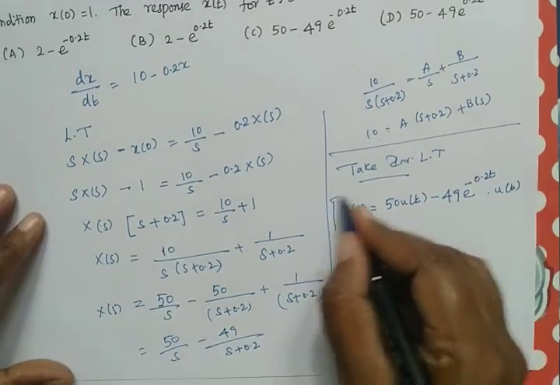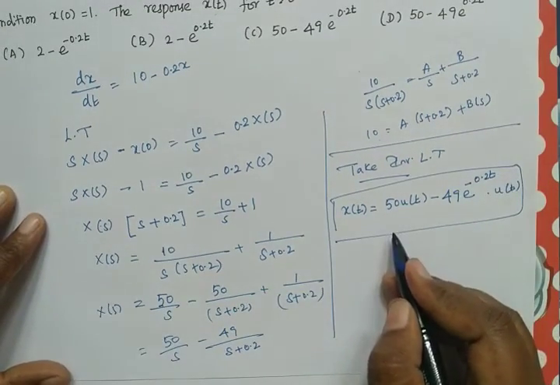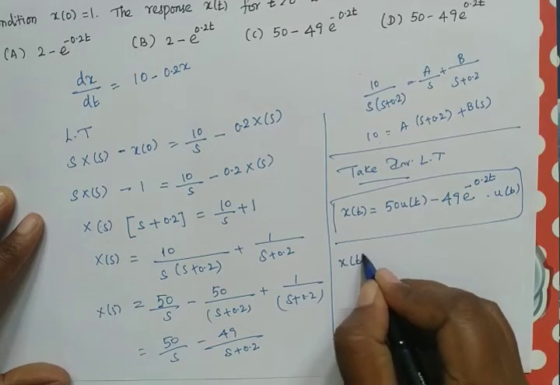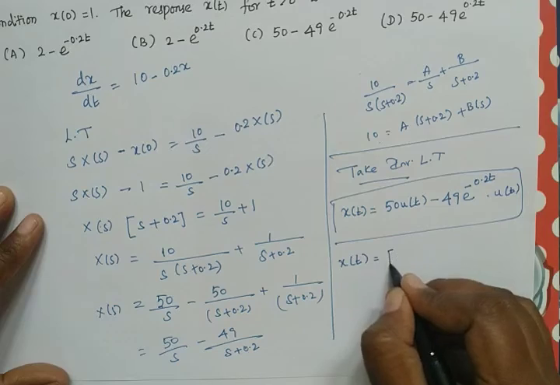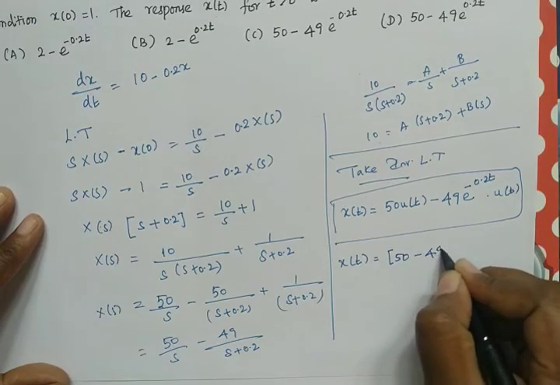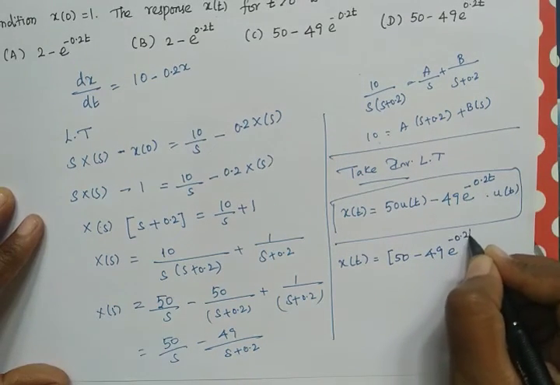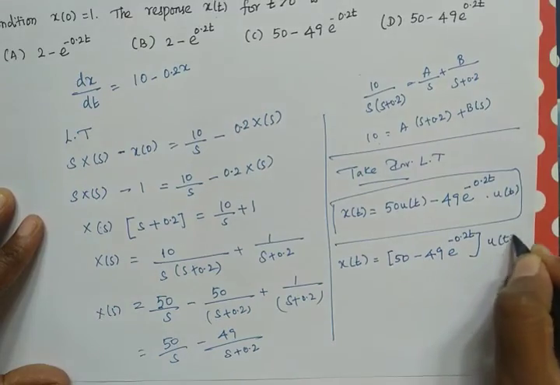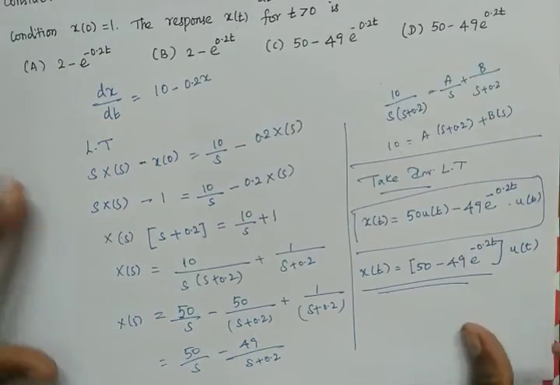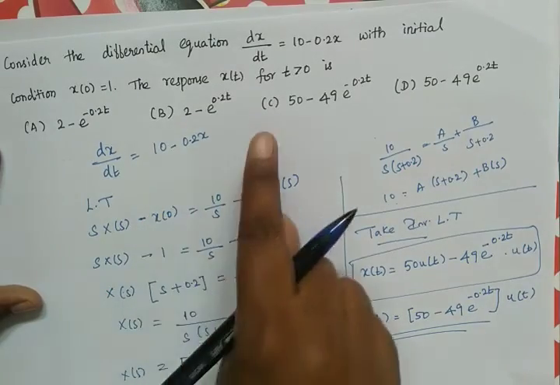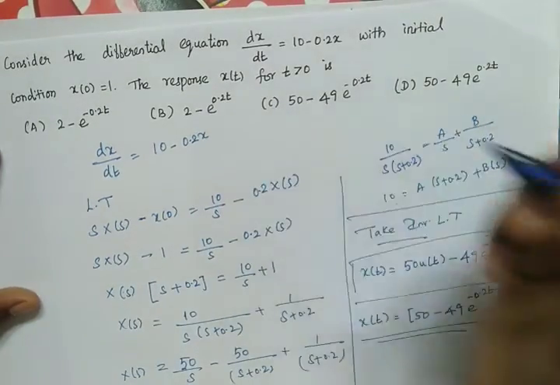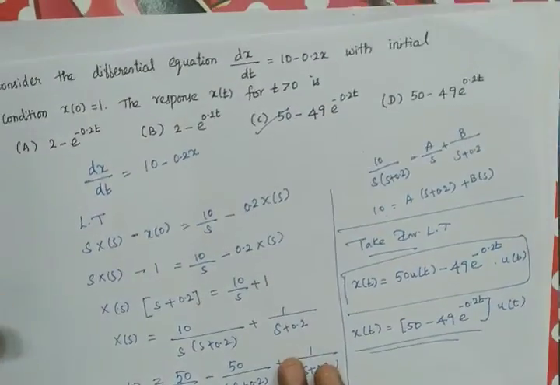So this is our final answer, that is x of t is equal to, let us take u of t as common. So if you take u of t as common, 50 minus 49 e power minus 0.2 t into u of t. This is our final answer. So where is the option? 50 minus 49 into e power minus 0.2 t. So this is our final answer. Option C is the correct answer.